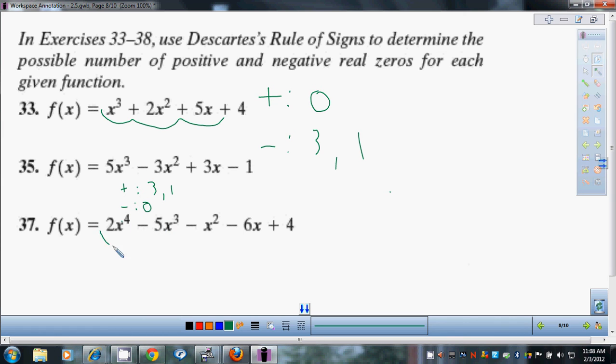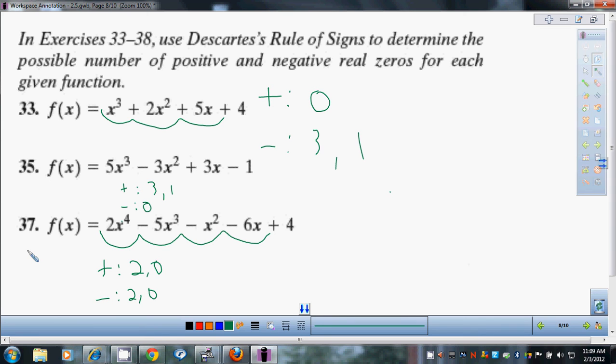37. How many sign changes? 1, 2. 2 sign changes. So that means there's 2 or, go down by intervals of 2, 2 or 0 positive. 2 or 0 negative. There's 2 left. These first 2 numbers will always add up to the degree. So in this case, 37 didn't help you at all.